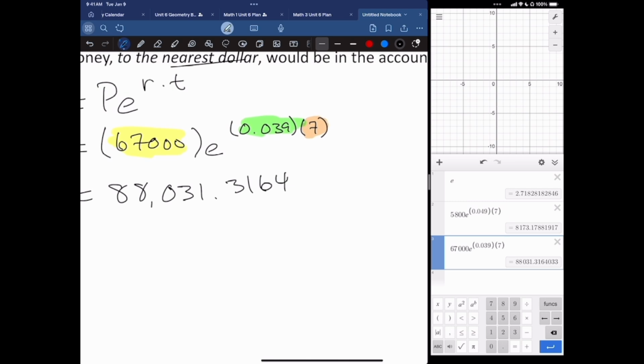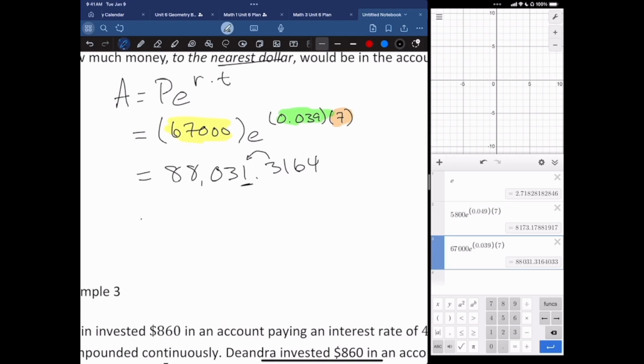So again, my dollar place is right here. You need to know your tens, your dollars, to the nearest dime, to the nearest cent. You have to be able to do that on the fly. So if you round now, my answer is going to be approximately $88,031. Okay, that is example 2.